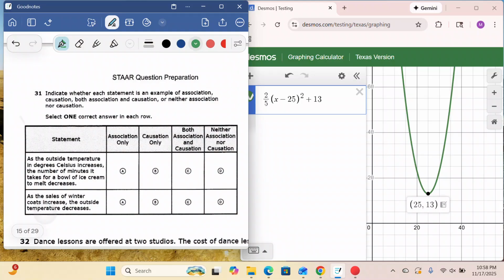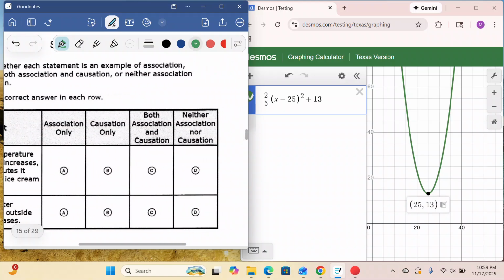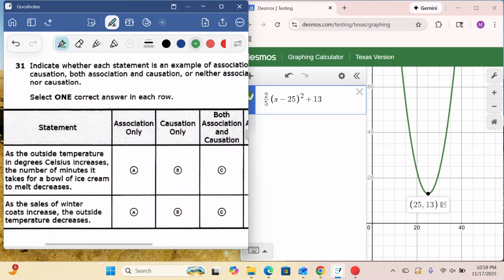So we're going to look at the first scenario. As the outside temperature in degrees Celsius increases, the number of minutes it takes for a bowl of ice cream to melt decreases. So is that association, causation, both, or neither? Automatically, I know the time, the temperature, and the bowl of ice cream, they're all associated with each other, or they're all causing each other.